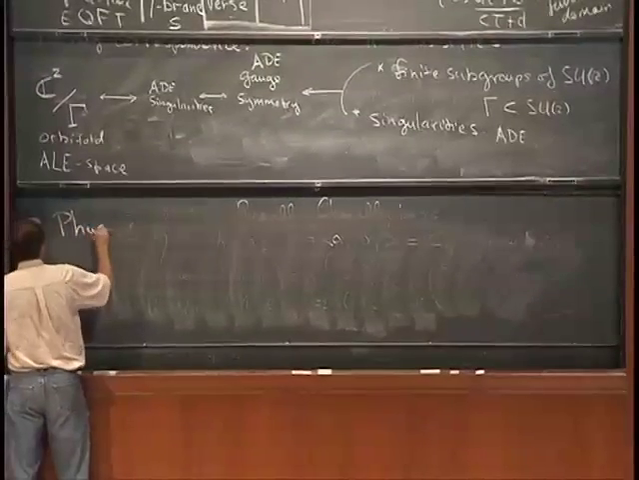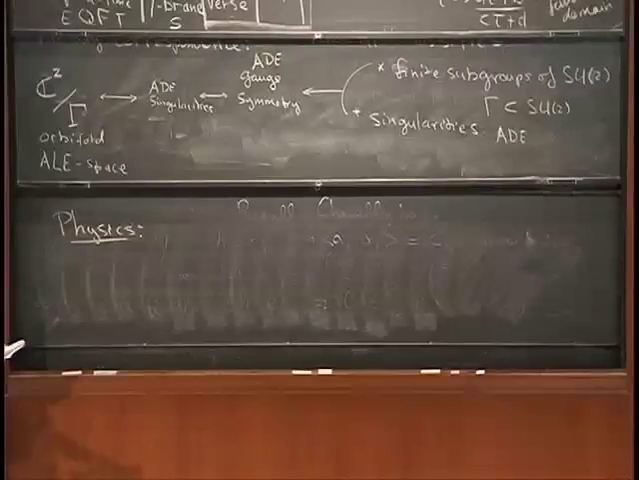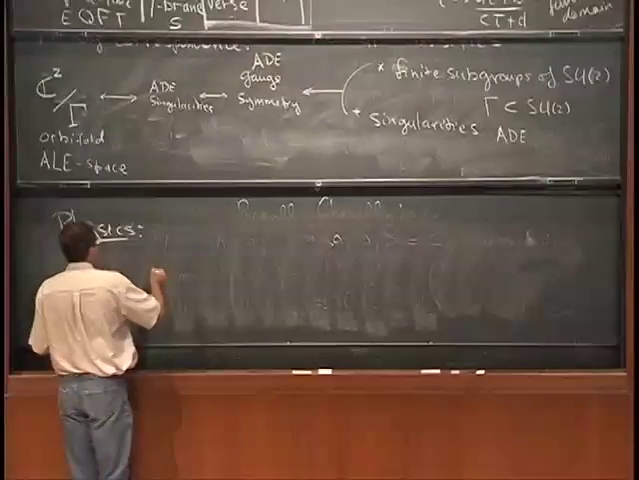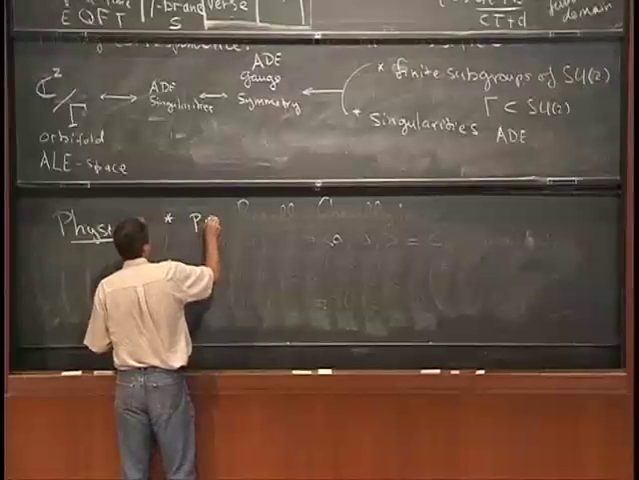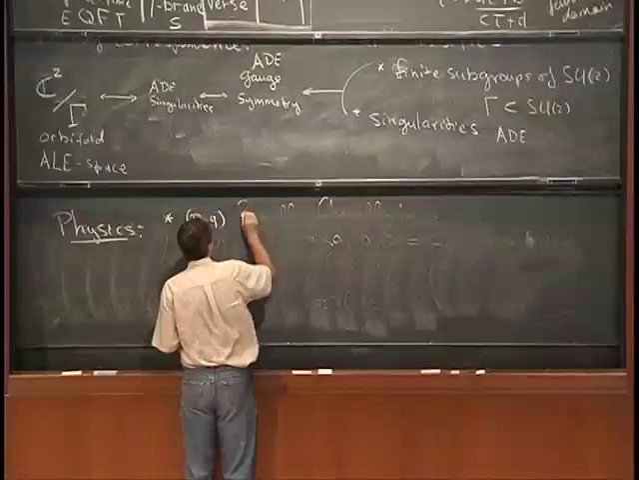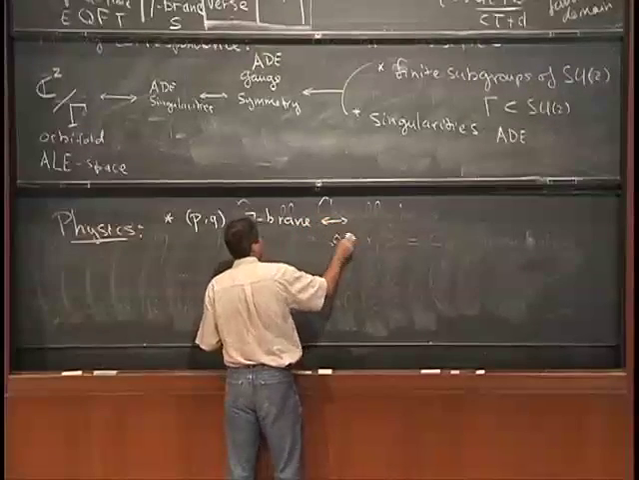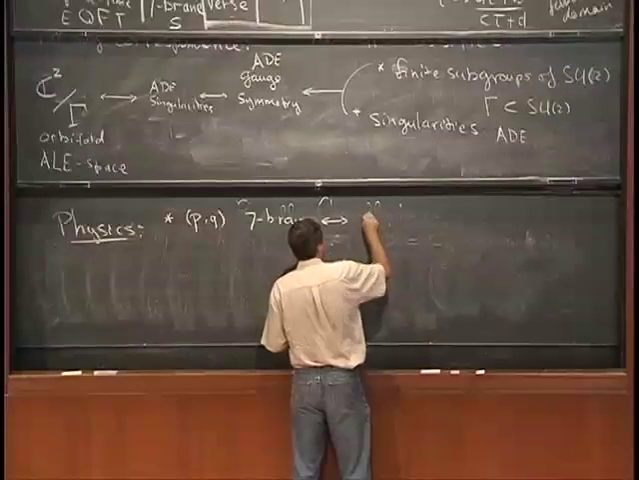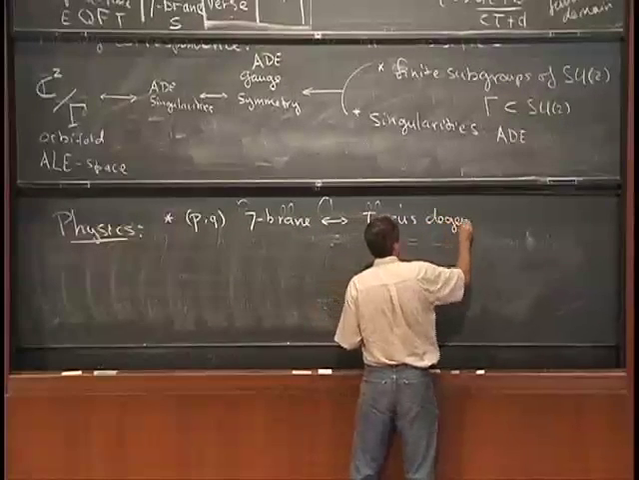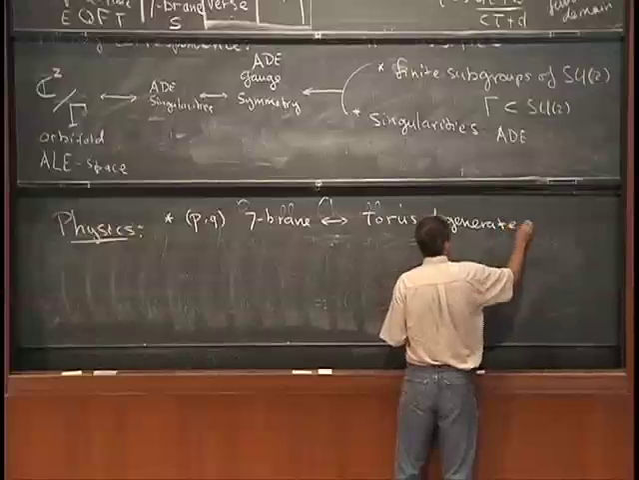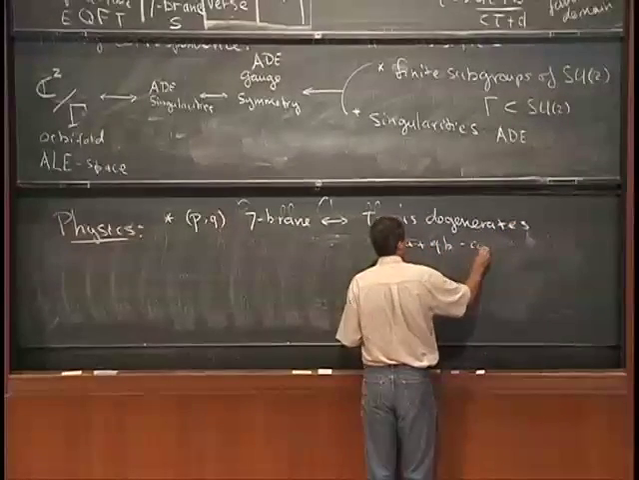So the physics, as we mentioned before, we can have a P, Q 7-brane, which is associated with the torus degenerating such that the P times A plus Q times B cycle shrinks.